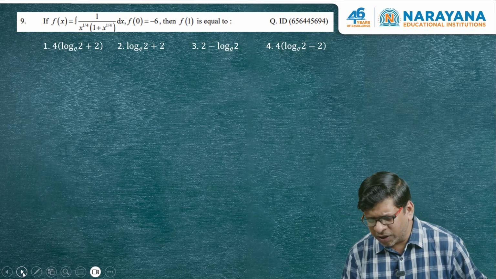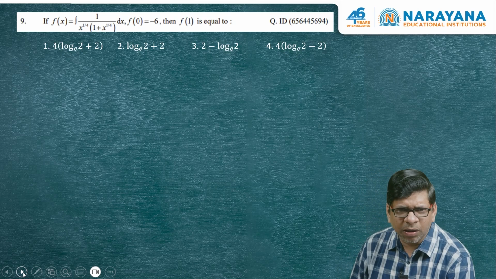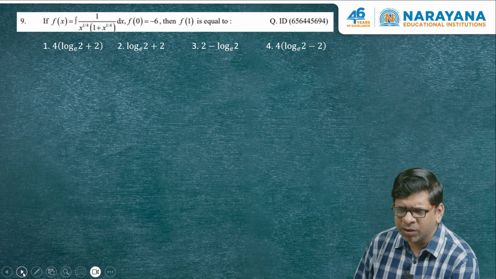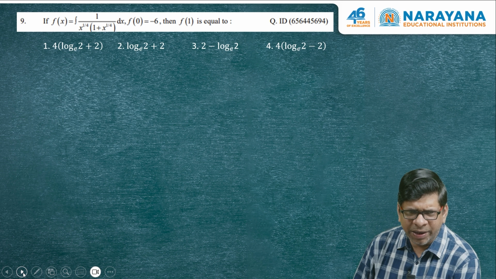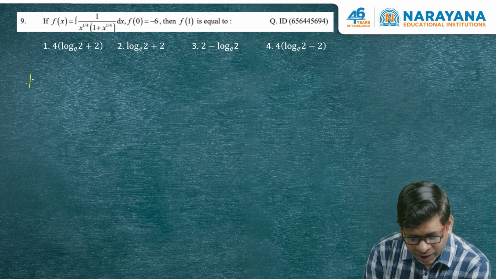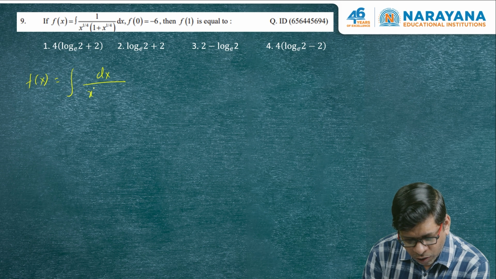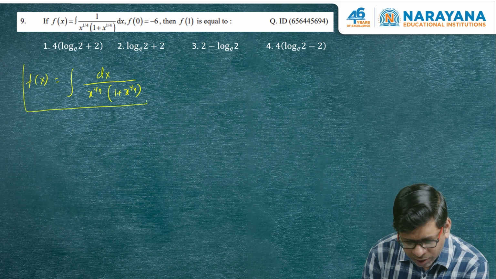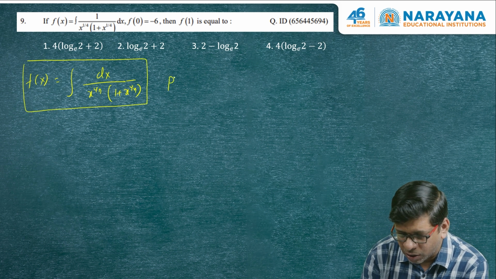The next question is, a function is given and they are asking the value of f of 1 when f of 0 is given to you. And they are using integration. So again, it is one of the standard model questions from the NCERT textbook. X power 1 by n, 1 plus x power 1 by n. Standard model integral. What is the substitution?